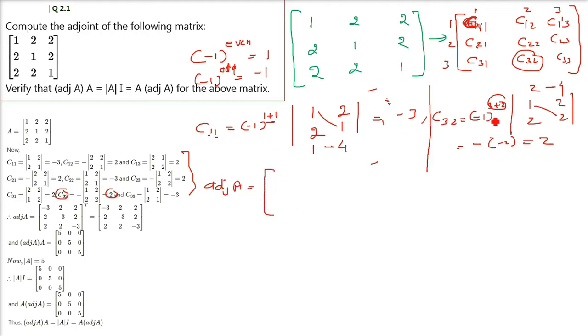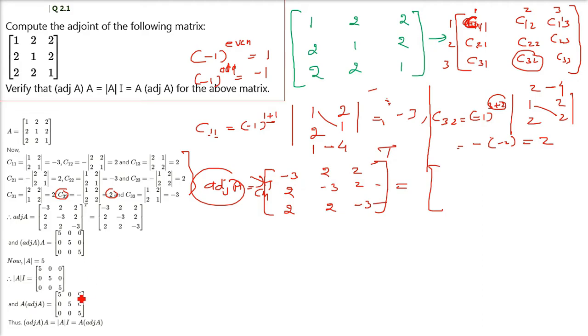Now adjoint A is the cofactor matrix transpose. So I am writing the cofactors, all the cofactors. Now, in order to find the adjoint A, we will take the transpose of this matrix. We already got the cofactor matrix. Transpose of this means row and column you have to transpose. Row you have to make column, column you have to make row. And that is going to be your adjoint A.